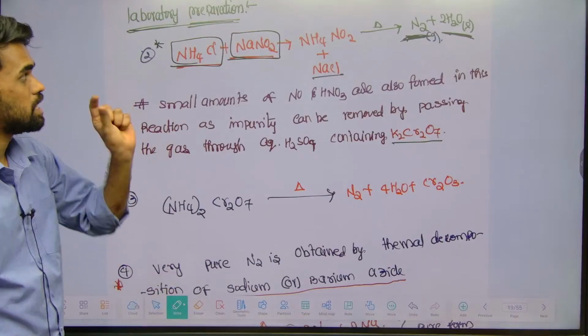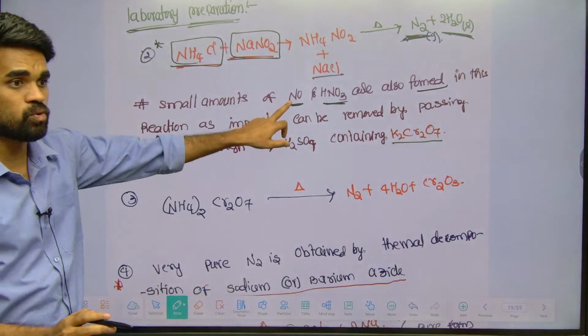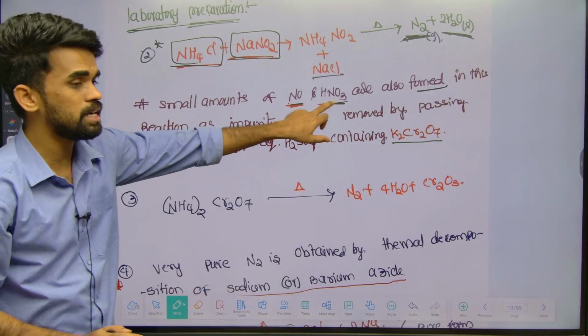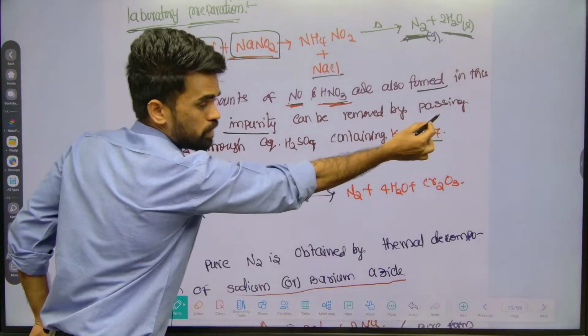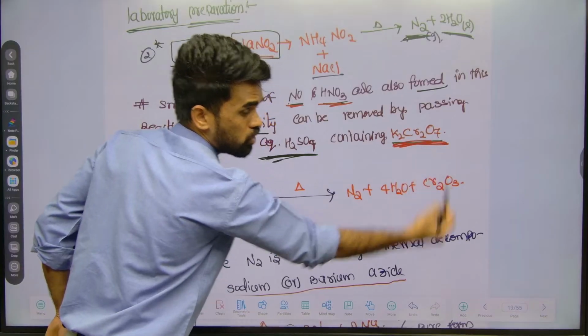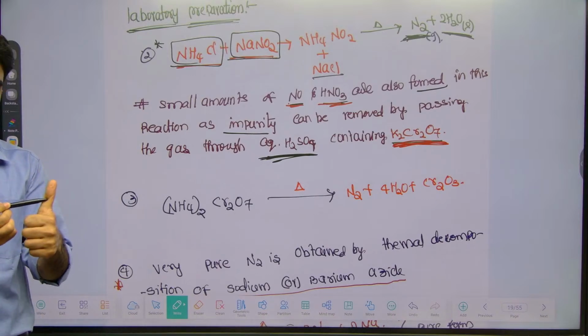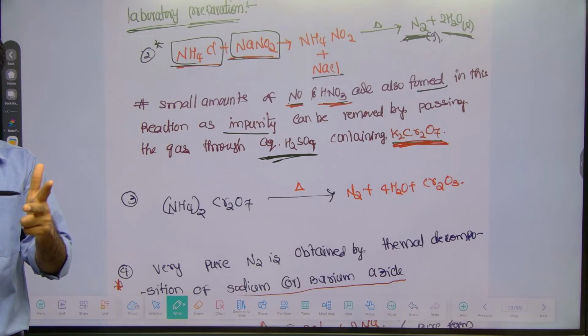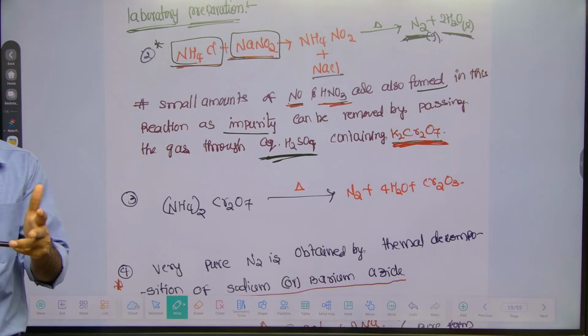During this process, small amounts of NO and HNO3 are also formed. What are the byproducts? NO, nitric oxide, and HNO3, nitric acid, are formed as impurities, and these can be removed by passing through aqueous sulfuric acid containing potassium dichromate. So what is the laboratory method we did? Ammonium chloride with NaNO2 gives you N2 plus H2O. During this process, NO and HNO3 are formed as byproducts. This can be removed by treating with aqueous sulfuric acid and potassium dichromate.